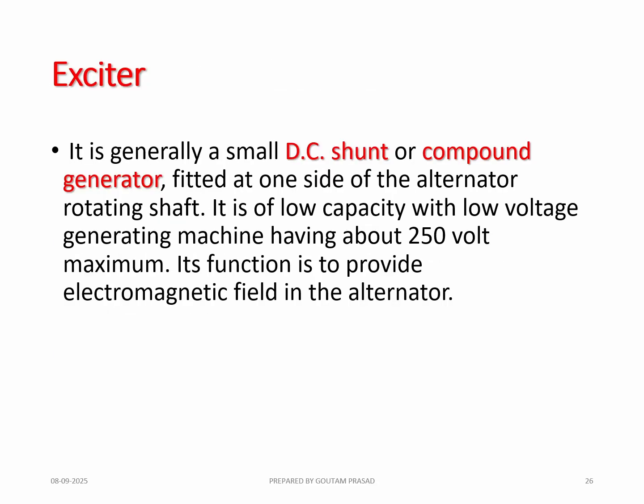So let's discuss what the exciter is. As I told you, it is generally a small DC shunt generator or compound generator fitted at one side of the alternator rotating shaft, and it is of low capacity. It is a low voltage generating machine having about 250 volt maximum. Its function is to provide the electromagnetic field in the alternator for making the generation of AC possible.